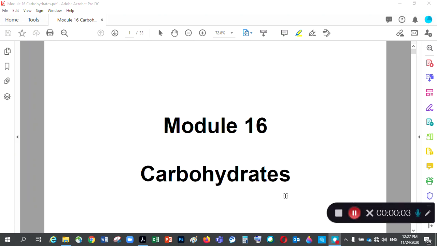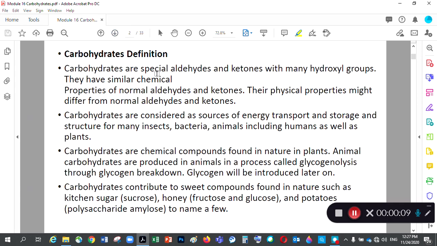Today we'll go through the carbohydrate module, and we'll cover this module in two separate recordings. The first recording will go through the carbohydrate definition, naming, and physical properties. The second one will go through the chiral characteristics of the carbohydrates and the chemical properties, and the last topic in the second recording will be the applications of the carbohydrates.